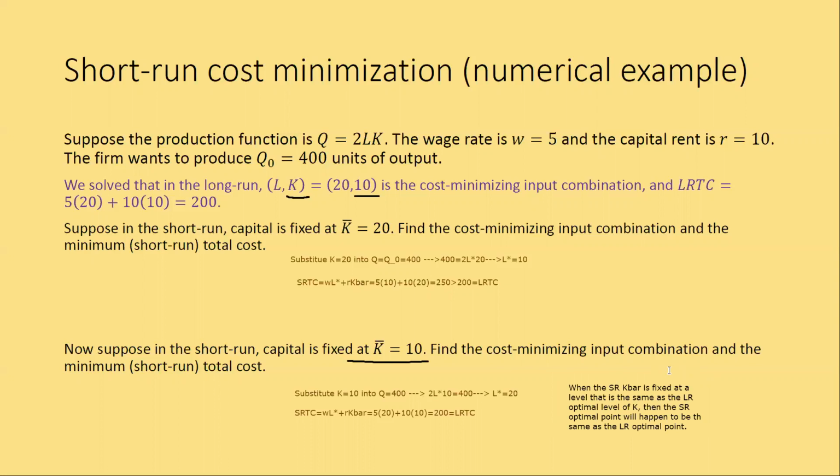All right, so actually solving for the short run cost minimization problem is quite simple. All you need to do is to solve an equation for one variable, labor, because the level at which capital is fixed will be given to you. And we can calculate the corresponding short run total cost and the long run total cost.